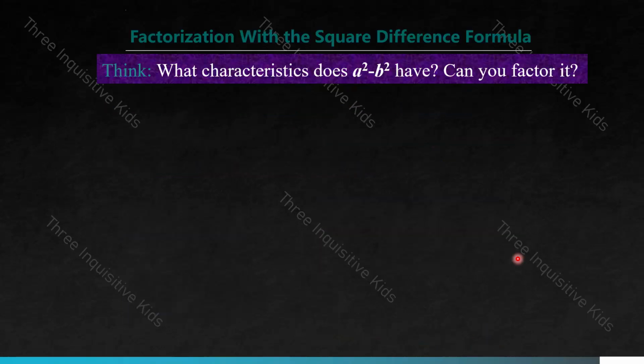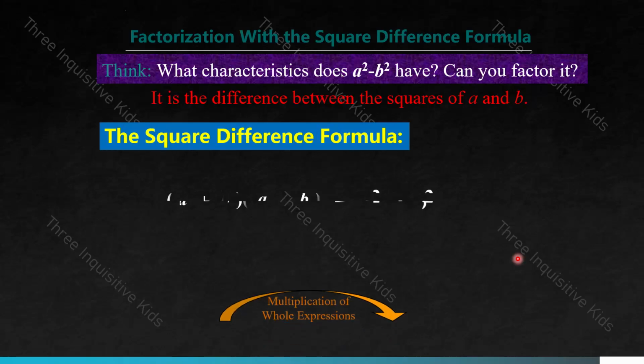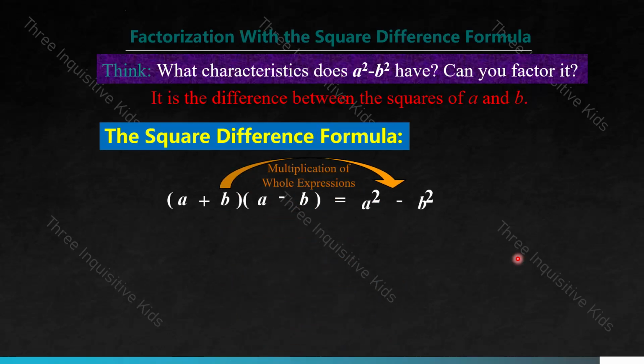Factorization with the square difference formula. What characteristics does a squared minus b squared have, and can you factor it? Well, we know that it is the difference between the squares of a and b. And here is the square difference formula: a plus b times a minus b is equal to a squared minus b squared.